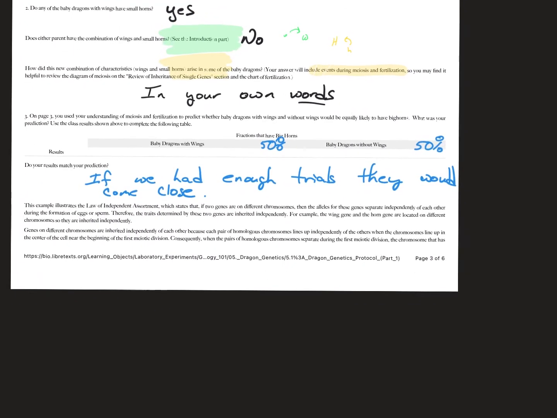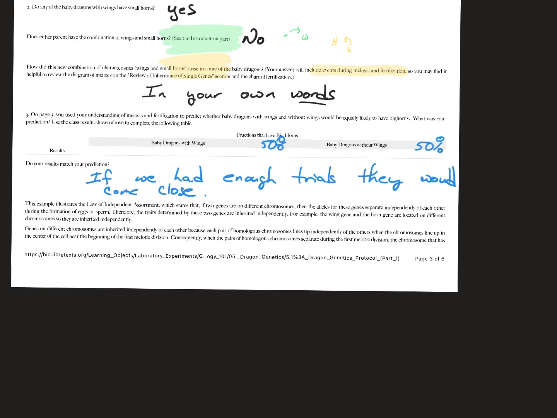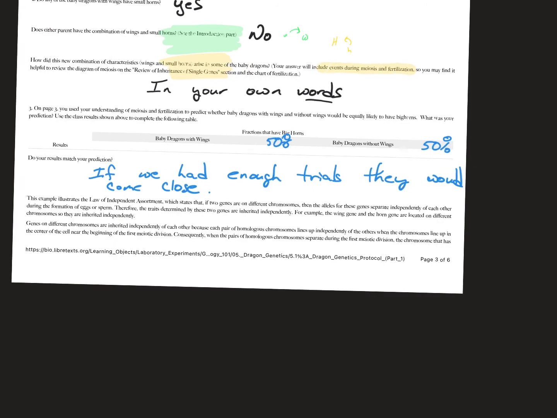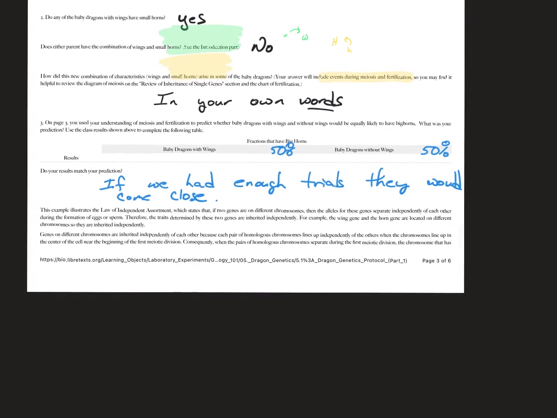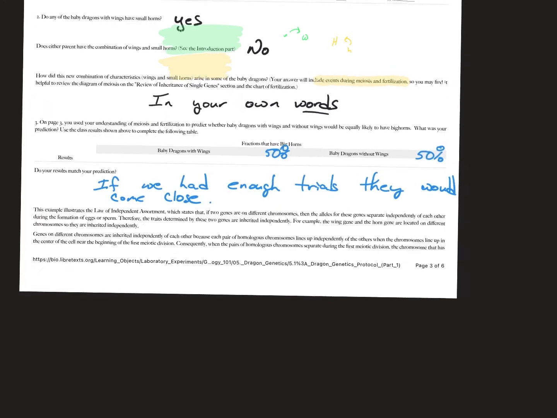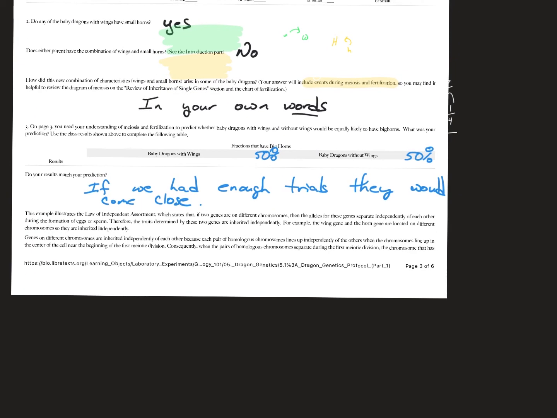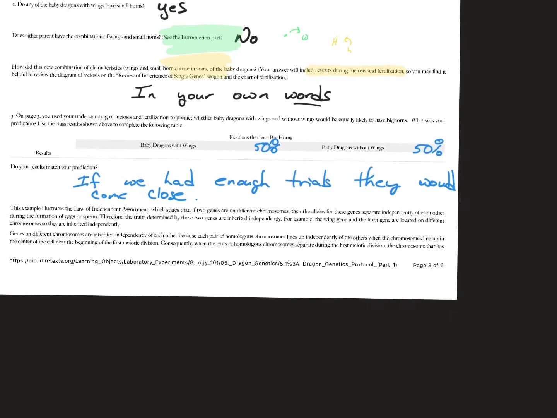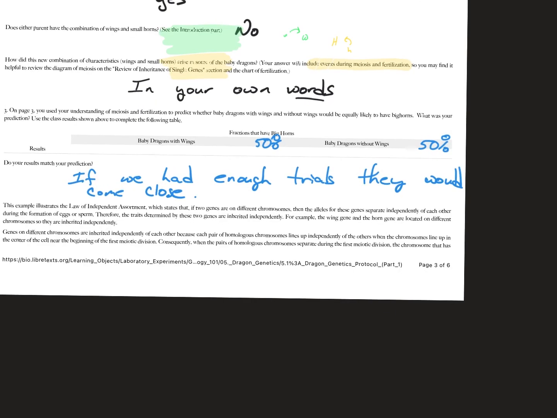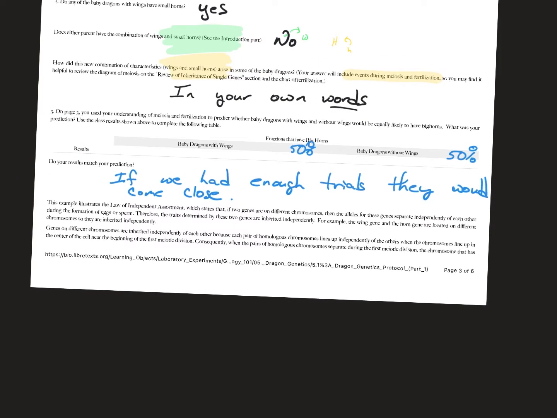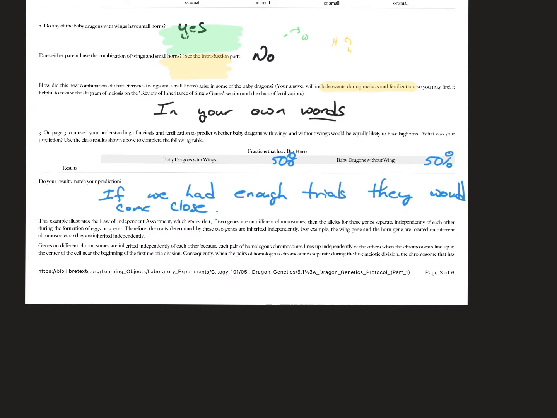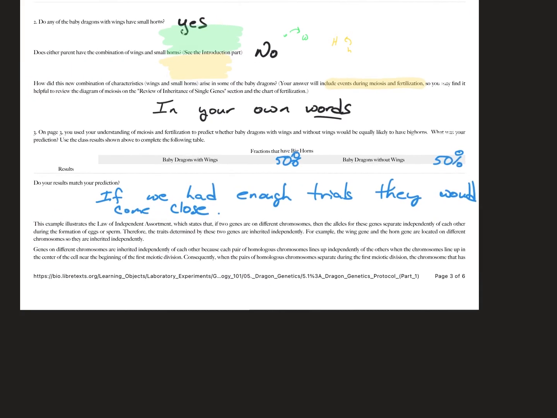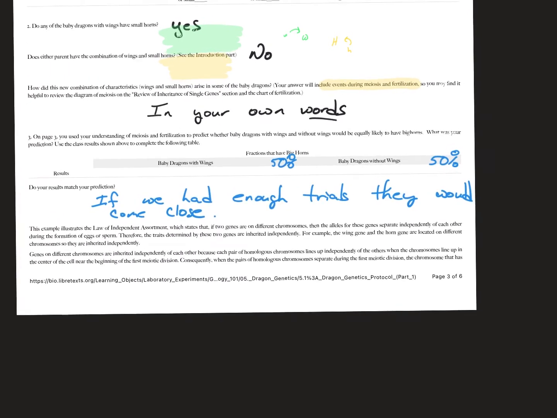This example illustrates the law of independent assortment, which states that if two genes are on 2 different chromosomes, then the alleles for these genes separate independently of each other during the formation of eggs and sperm. Therefore, the traits determined by these 2 genes are inherited independently. For example, the wing gene and the horn gene are located on different chromosomes, so they are inherited independently.